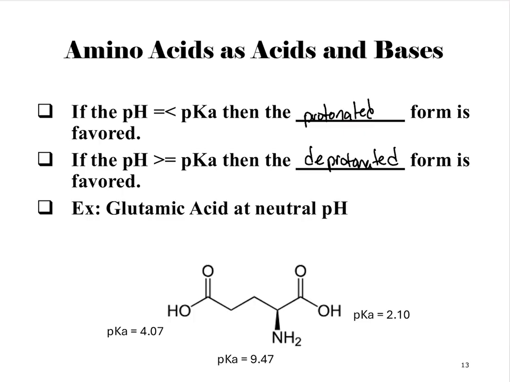All right, so like I said, that was a kind of a long, lengthy explanation, but really the only thing that's relevant is just these two bullet points right here. If the pH is less than or equal to the pKa, the protonated form is favored, and if it's greater than or equal to the pKa, then the deprotonated form is favored.